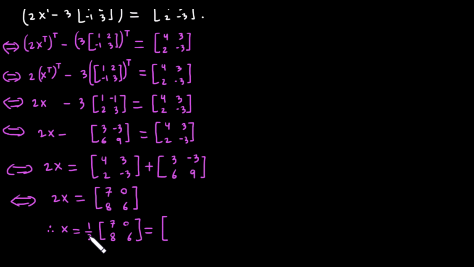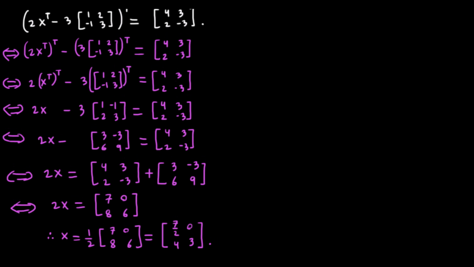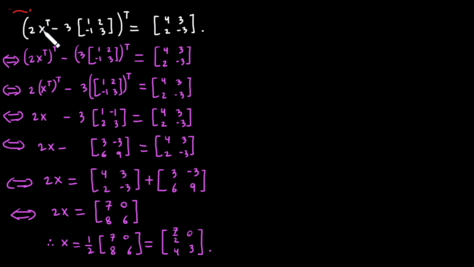Now we have to multiply each element by half, so half multiplied by 7, which is 7 over 2. Half multiplied by 0, which is 0. Half multiplied by 8, which is 4. Half multiplied by 6, which is 3. That's it. We have found this X. It's very simple. As with an algebraic equation, you have to find this. So it's very easy.